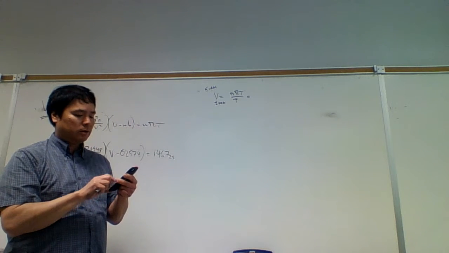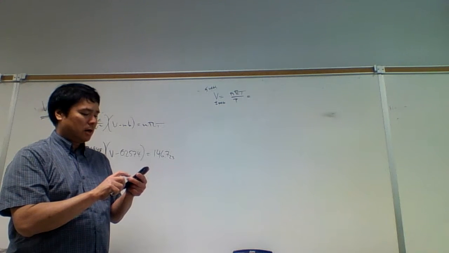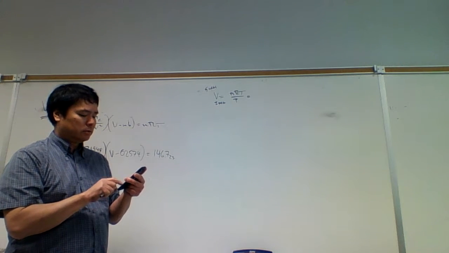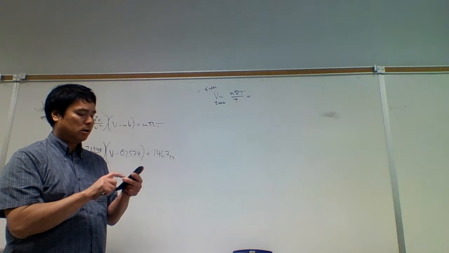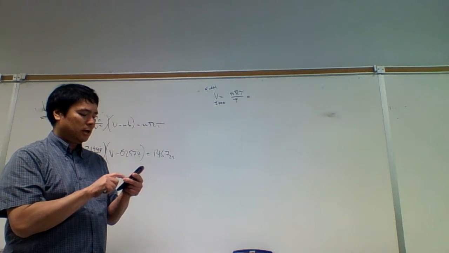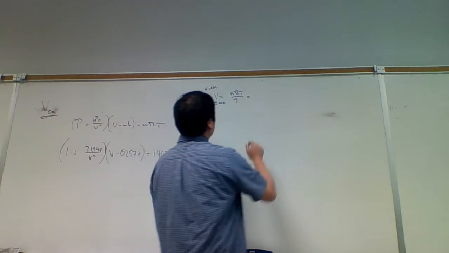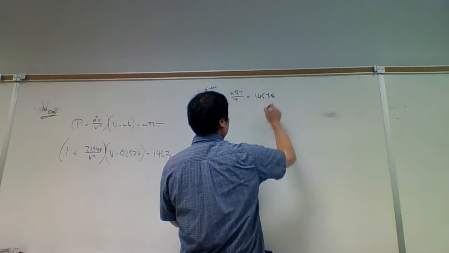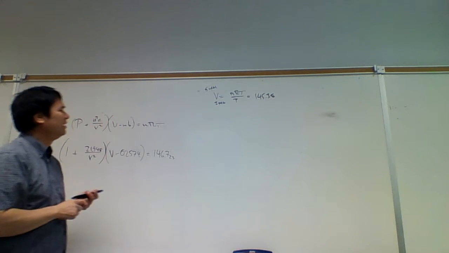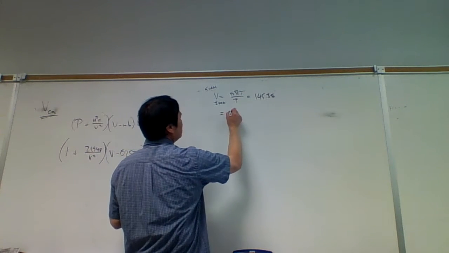And so let's just go ahead. 6 times 0.08206 times, we got to convert it into bar, 1.01325 bar, times 298.15, equals 145.38. Is that, did I do that right? Let me just double check this.